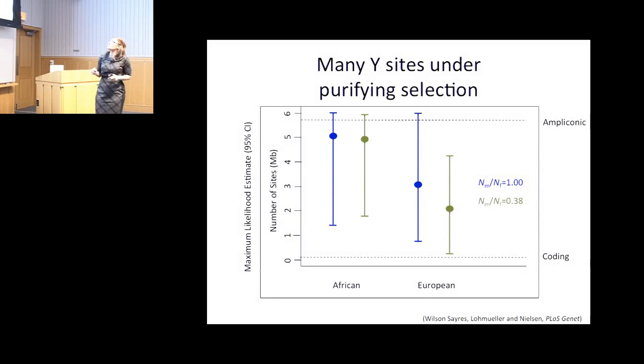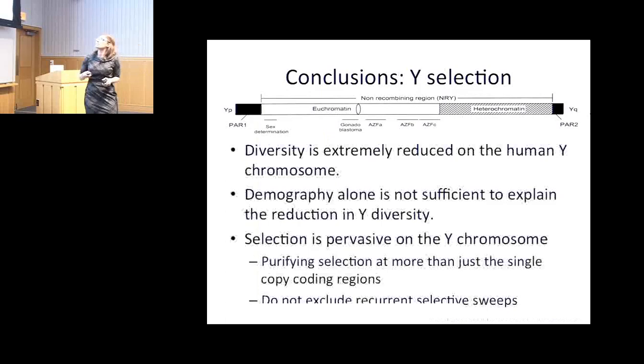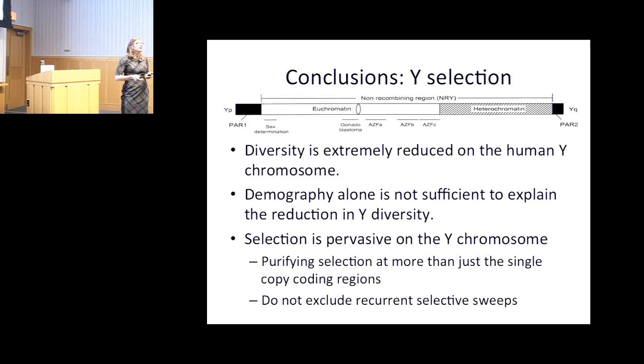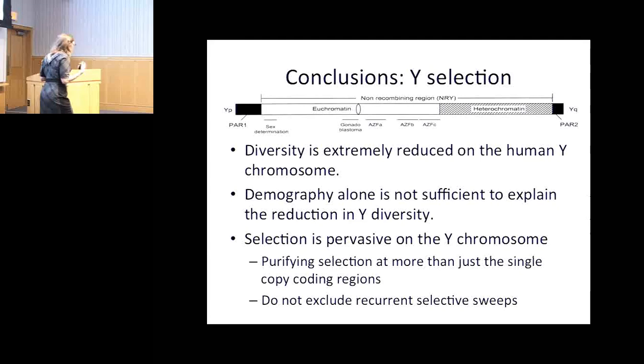I think what this tells us is that, okay, we do observe that diversity is very low on the human Y chromosome, but demography alone is not sufficient to explain that low Y diversity, and we need selection to explain some of it. That's selection acting on these X degenerate coding regions and selection acting on these highly ampliconic regions, which is kind of exciting because most studies don't look at the ampliconic regions. They're highly repetitive and very difficult to assemble. You can't get a good read on them. But I think what we're saying is they are very important, and we do need to study them more and try to figure out what's going on in these regions.